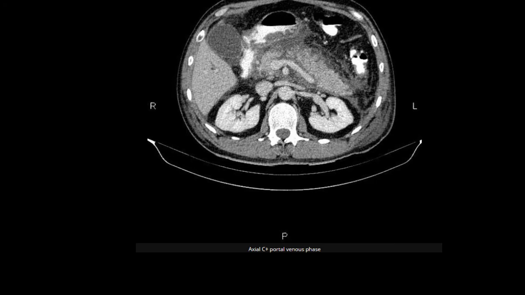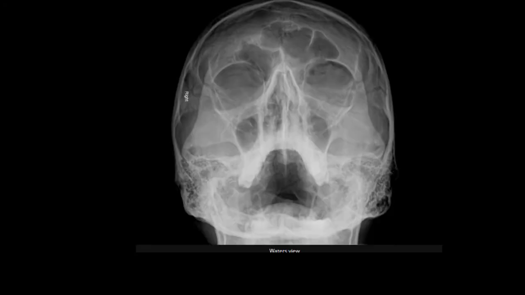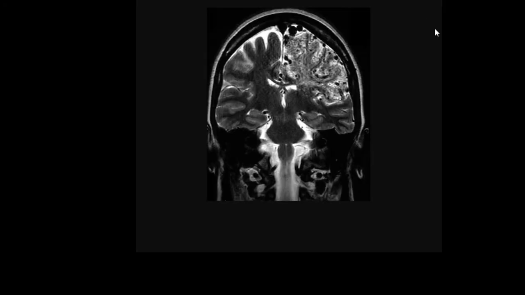We'll go on to the quiz questions, and the first quiz question is this skull radiograph, the Waters view, and the question is, what is the sign and what does the sign imply? We'll move on to our second case, and this is a coronal T2 weighted MRI of the brain, and the question here is, what is the diagnosis?